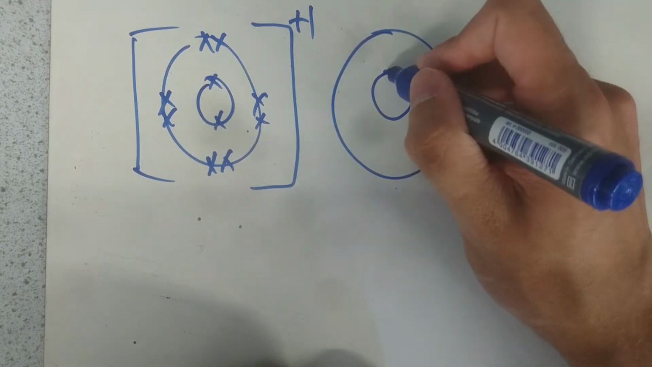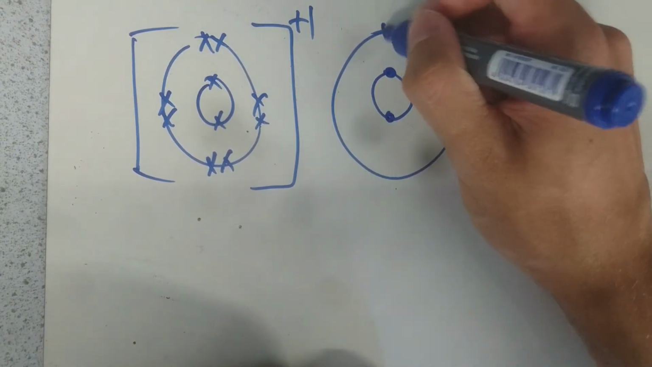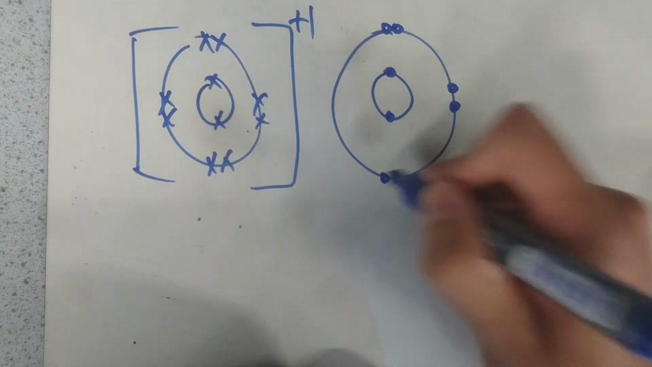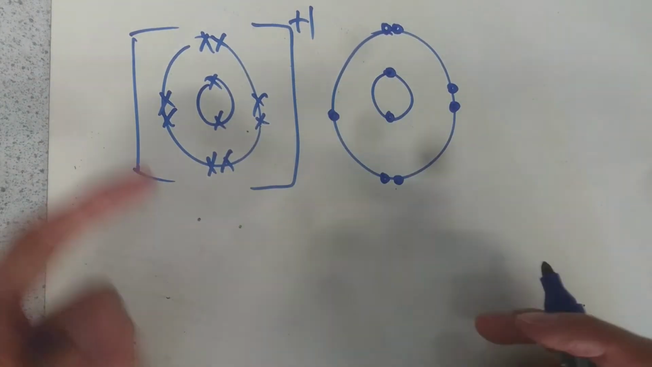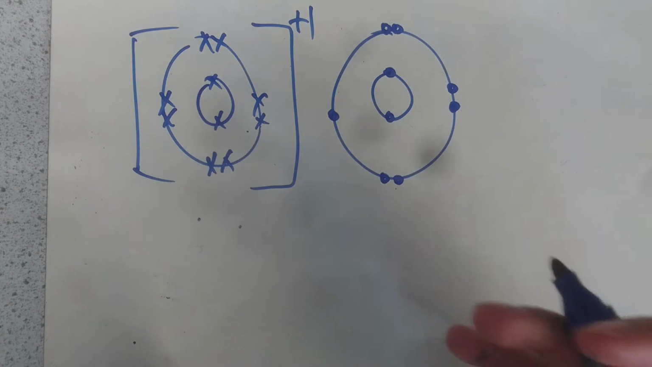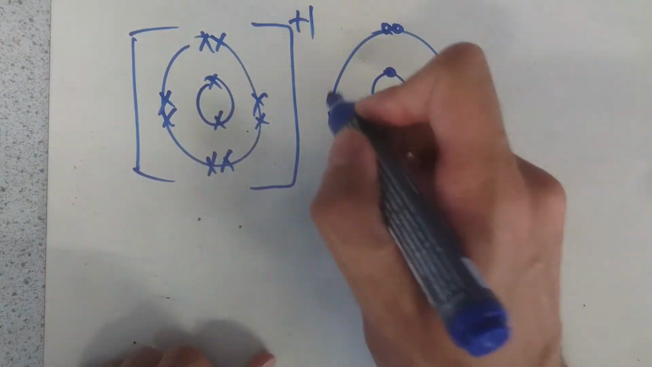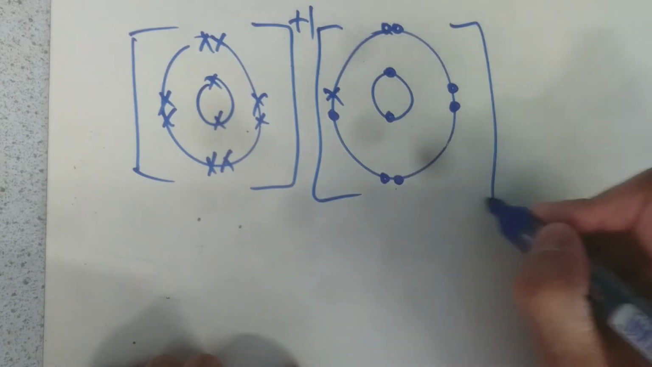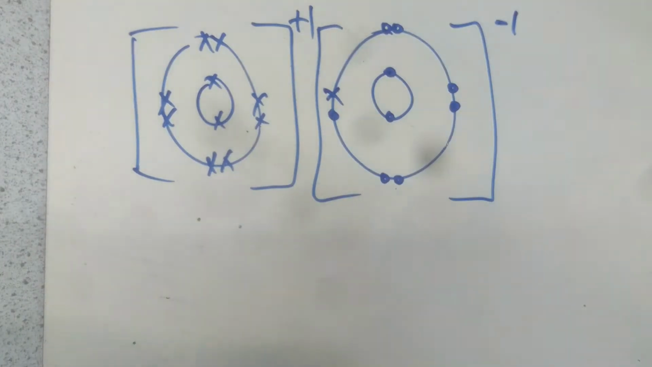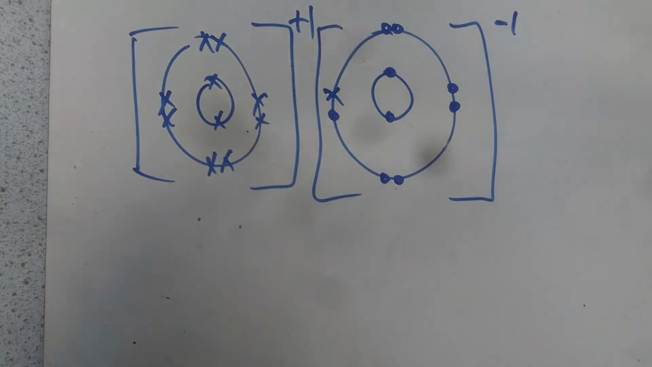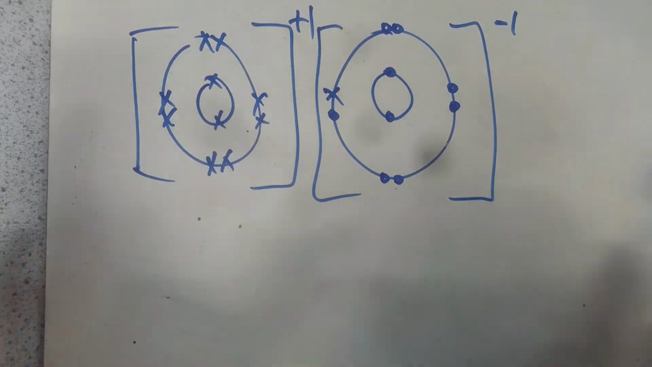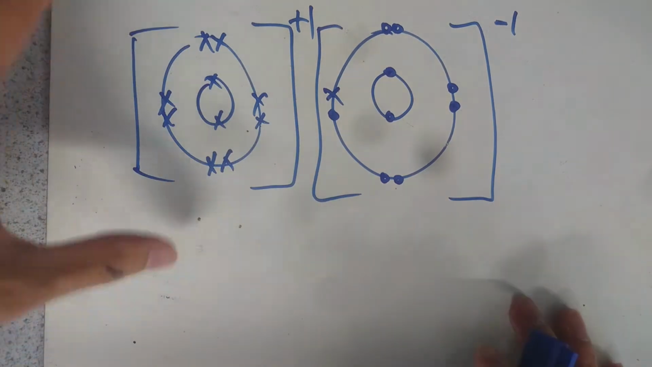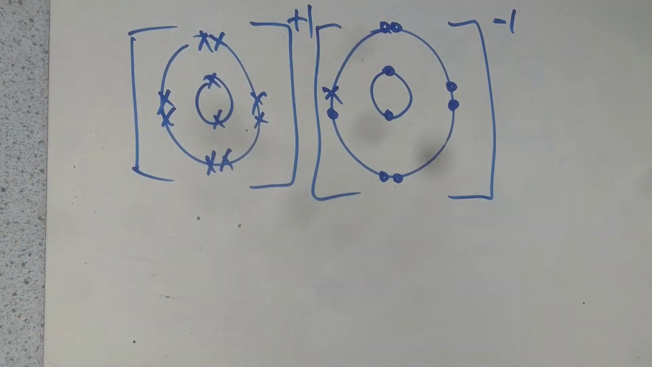Fluorine over here had 7 to begin with, 9 in total, 7 in its outer shell. It's gained the one from sodium, so that goes there. Put it in brackets to show it's -1. The brackets are probably the most forgotten thing by students. Put the brackets around to show the whole atom has become an ion. The negative or positive charge is around the whole of what is now an ion.